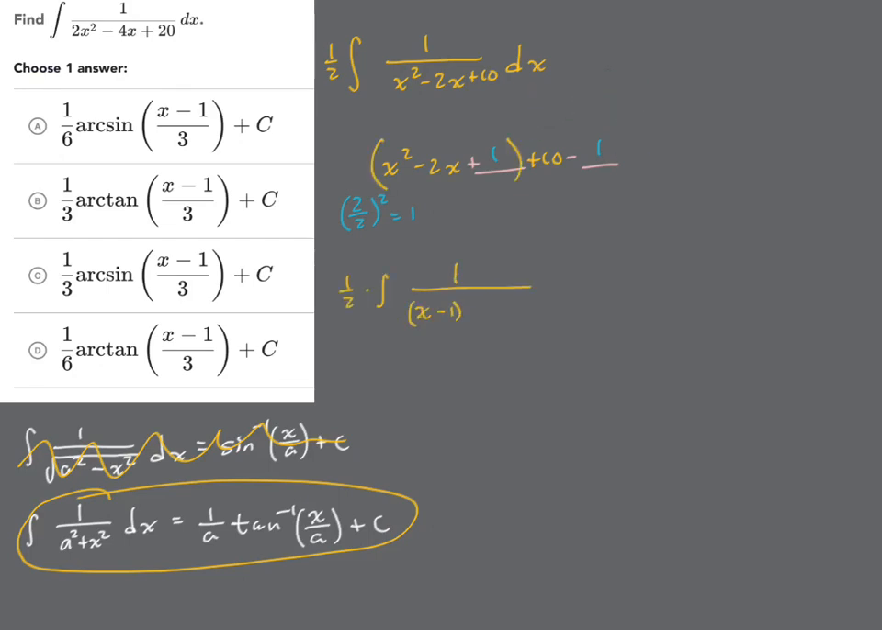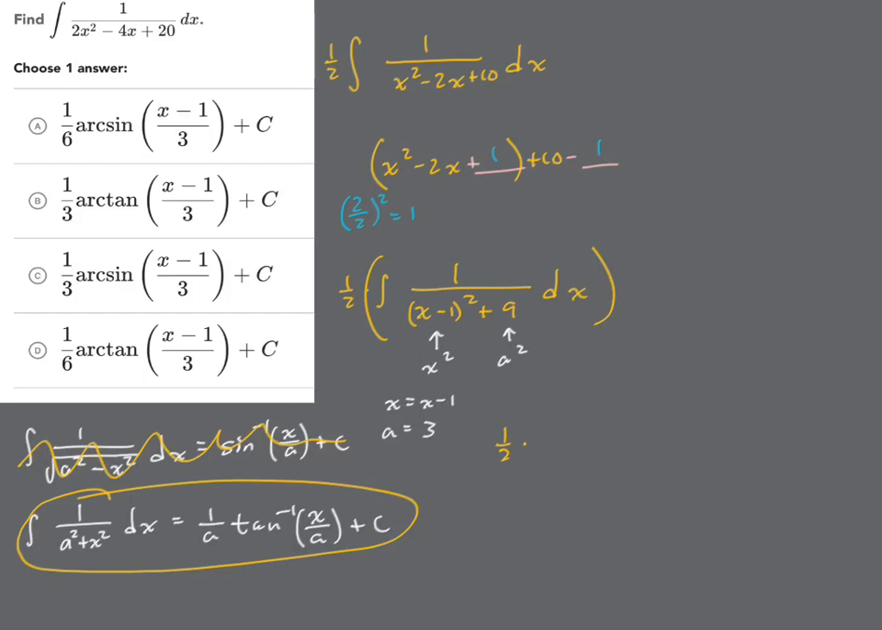Now we can write this out with the completed square, the perfect square factored. And now you can clearly see that this is going to be your x squared, and this guy right here is going to be your a squared. So that means our x equals x minus 1 and our a equals 3.